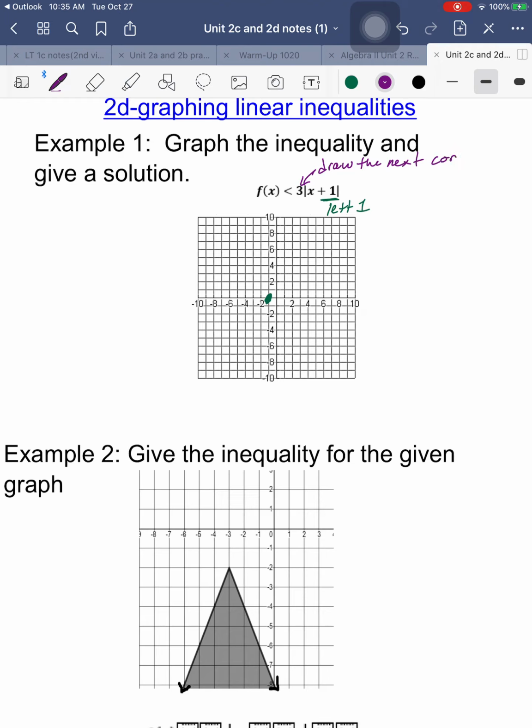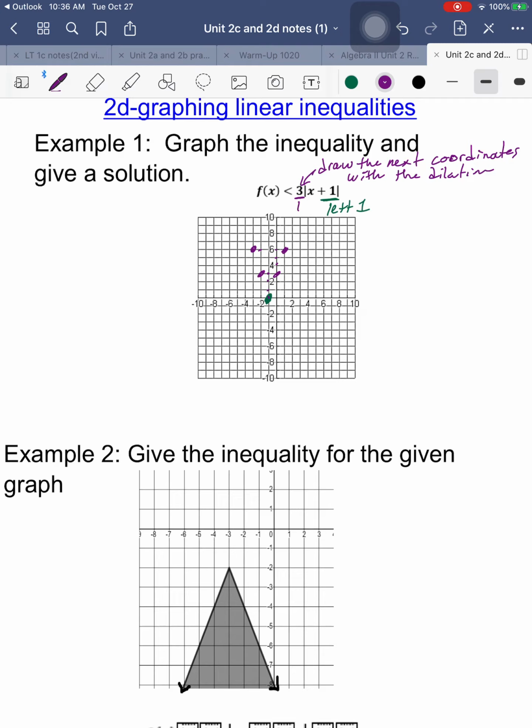next coordinates with the dilation. So we have 3, let's represent that as a fraction, 3 over 1, so it's rise over run, so we go up 3, right 1, or you can go up 3, left 1. We can continue that pattern forever.